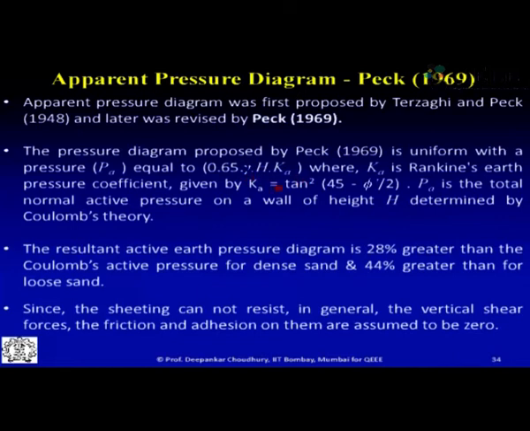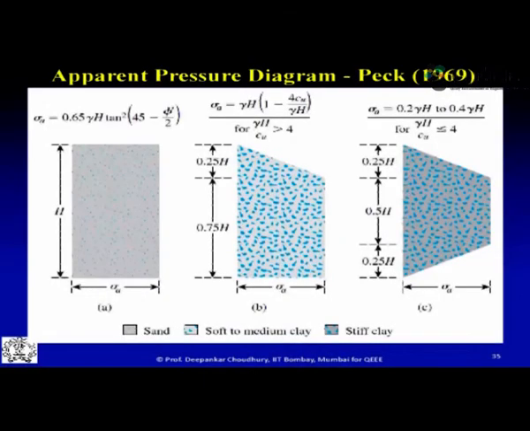From various experimental studies, finally Terzaghi and Peck recommended in 1948, and later on Peck revised it further in 1969, that this is the apparent earth pressure which is acting on this sheet pile wall or diaphragm wall. So this is what they have mentioned: apparent earth pressure diagram, 0.65 times gamma H Ka of Rankine for the case of sand. But if it is a clay, they said that apparent earth pressure will have a different shape like this, depending on whether it is a stiff clay like this or a soft or medium clay.